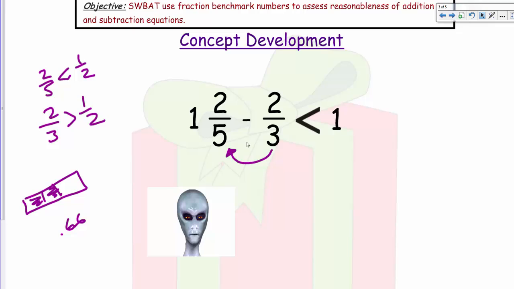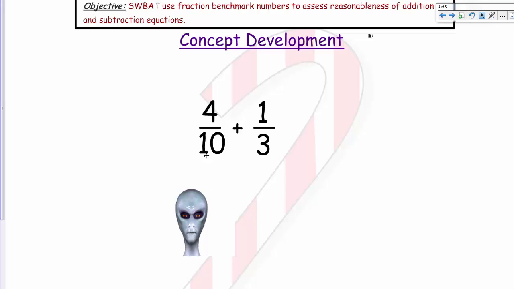So you can see that by the fact that this was larger than the 2/5, it means we're going to still have to take from that and makes that number smaller. All mental math that we're looking at right now. Now we have 4/10 plus 1/3. And again, we're just evaluating this expression, looking at it.